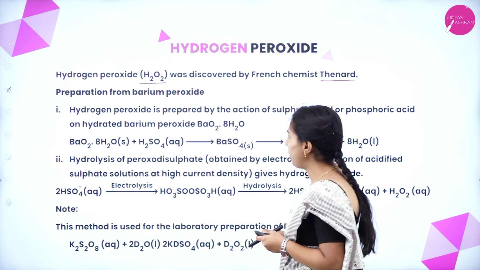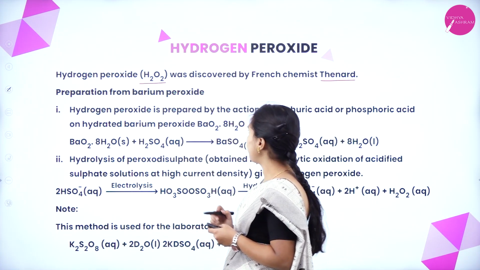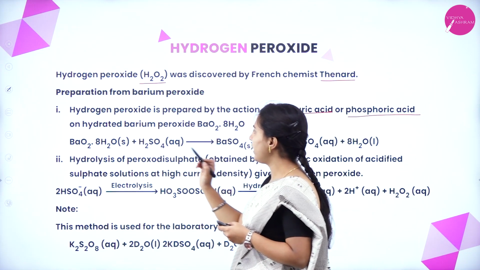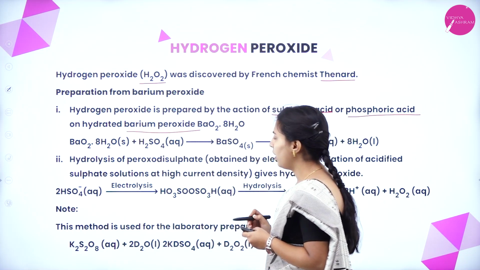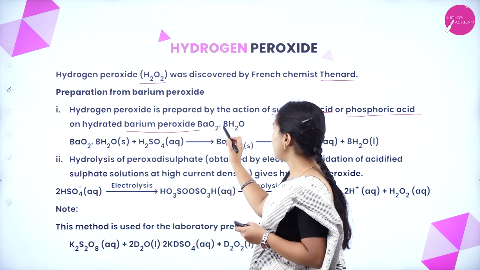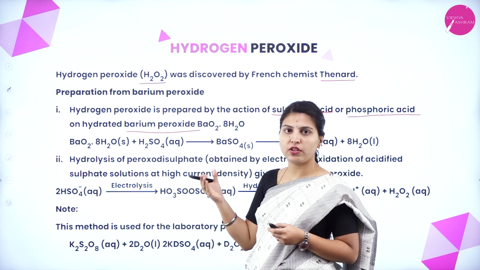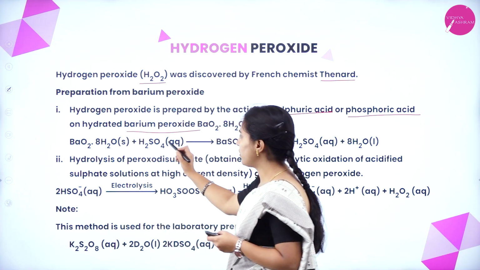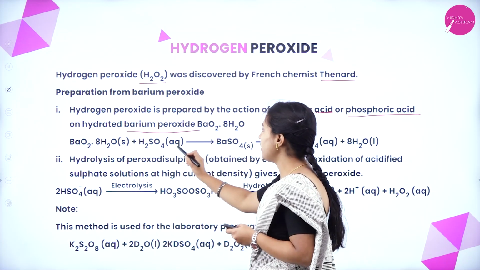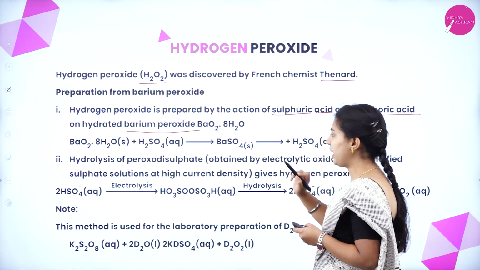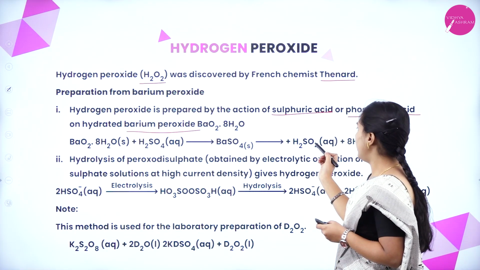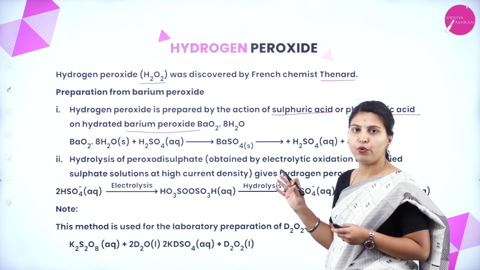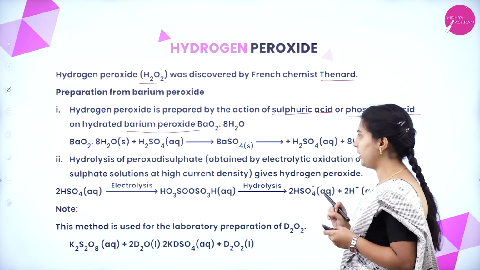Preparation from barium peroxide. Hydrogen peroxide is prepared by the action of sulfuric acid or phosphoric acid on hydrated barium peroxide. When we say hydrated, if there is H2O after the dot, any molecules of H2O, that will be considered as hydrated. Hydrated barium peroxide is reacting with aqueous sulfuric acid. It will form barium sulfate. After that, it will form H2O2 plus 8H2O. It is in between as an intermediate.